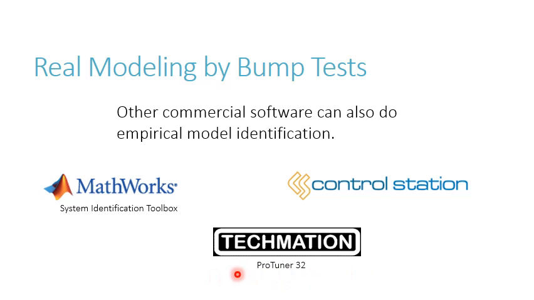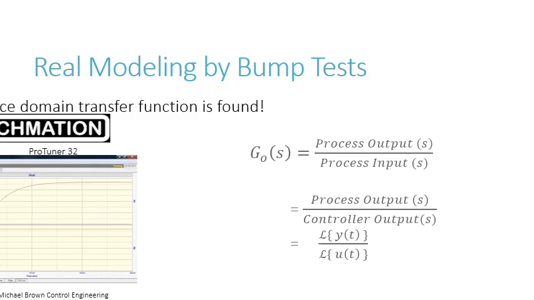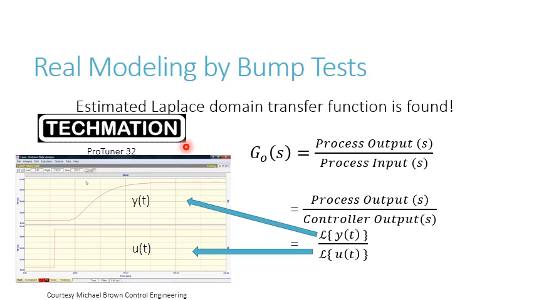And here's another company. I believe this is a South African company here, Techmation. They make some hardware that you can bring on site called ProTuner. We're going to take a look at how that works. It's quite insightful. Here's an example of how ProTuner 32 does its job.